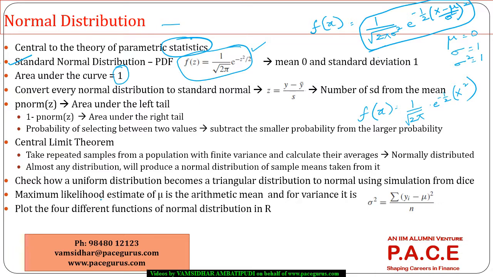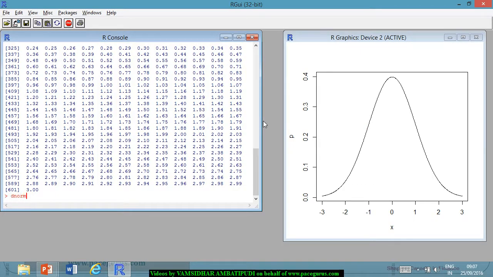Even if my distribution is not a standard normal, even if my data is not a standard normal, I can convert it into standard normal by subtracting the mean from every observation and dividing by the standard deviation. I am going to get the standard normal distribution itself. Or the other way of saying: by default, when I have used dnorm, my mean is 0 and the standard deviation is 1. But if they are something else, then I have to convert them into standard normal first.